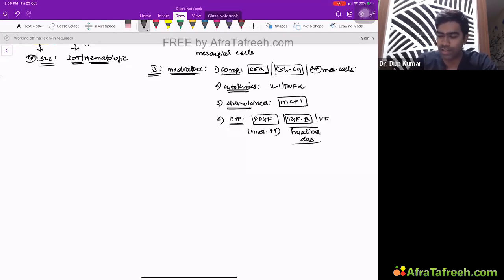And VEGF. VEGF is very important because this can result in capillary proliferation, which is also a feature of nephritic syndrome. We know that endocapillary proliferation is seen in SLE also. Because of the capillary proliferation only, in SLE you get something called wire loop lesions, which I told you already. So VEGF is also a very important factor.